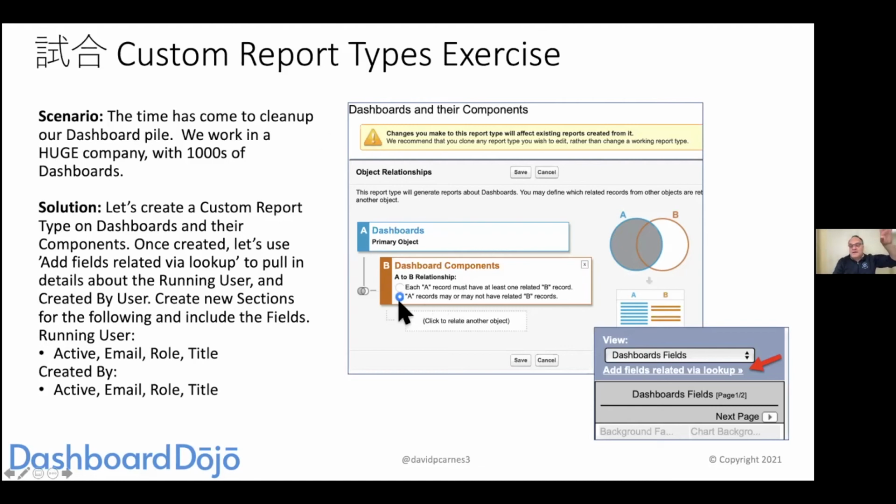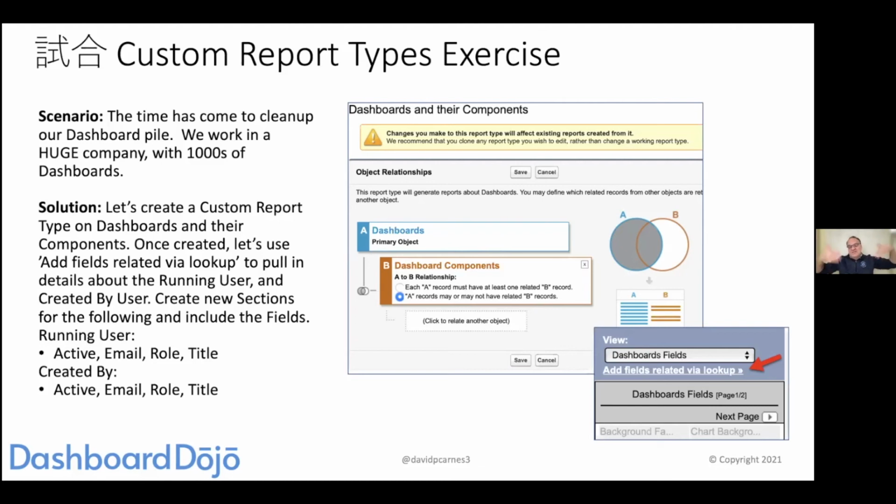So we're going to choose that A records may or may not have related B records. Once you save that, what I want you to do is do two via lookups and pull in information about the running user in the dashboard. Are they even an active user? Because if they're not, that dashboard's broken. I can promise you. I want to know if that user's active, I want to know their email, their role, and their title. I also want to know who it's created by. Are they active? What's their email, their role, and their title?